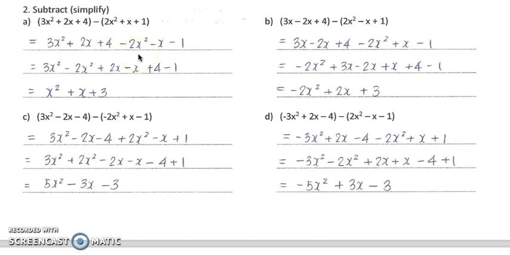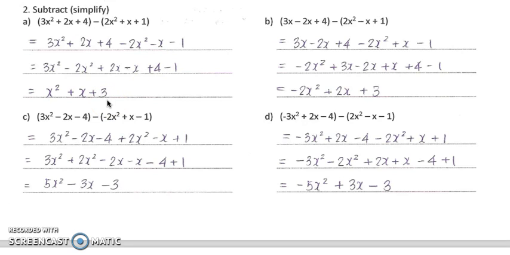Collect like terms. Remember the sign with the coefficient goes together. Okay? So 3x squared can be grouped with minus 2x squared. Plus 2x can be grouped with minus x. Plus 4 can be grouped with minus 1. 3x squared minus 2x squared is 1x squared, so x squared. Plus 2x minus x, plus 1x or plus x. Plus 4 minus 1, plus 3.